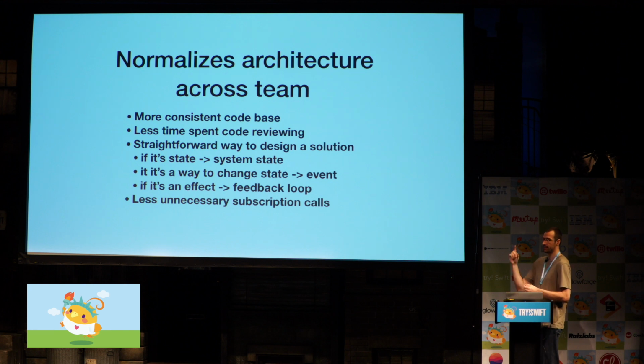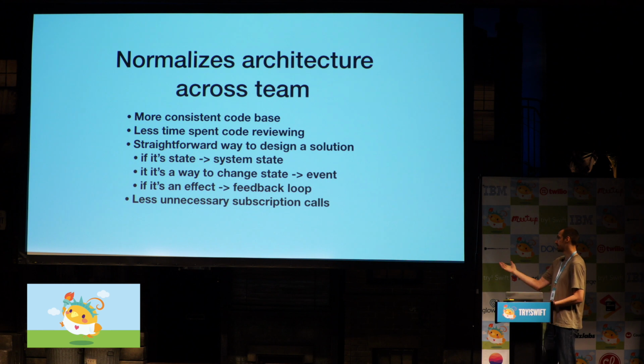And since you have that small state, it's really easy when you're doing pull requests to figure out what your coworker is trying to do. And everybody kind of has the same agreement on how they are working with effects. And you can even create a cookbook. So if it's a state, then put it into a state struct. If it's a way to change state, create an event. If it's an effect, then just create another feedback loop for that effect.